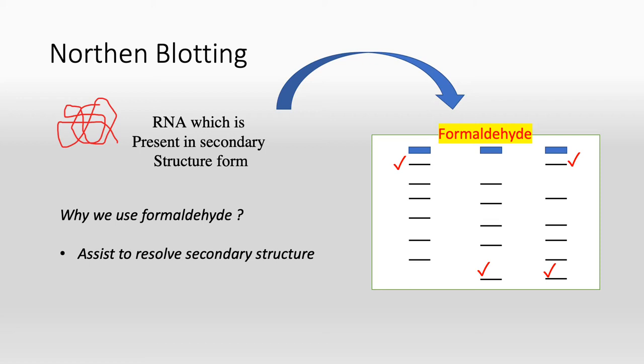But if the RNA is in secondary structure format, they will not follow this rule. So we need to resolve the secondary structure into linear form. We use formaldehyde to do that. Formaldehyde makes it linear, and also a little bit of heat helps it to denature and the RNA will migrate. So once the agarose gel electrophoresis is complete, we can have the band pattern of where exactly the different fragments of RNA are present.